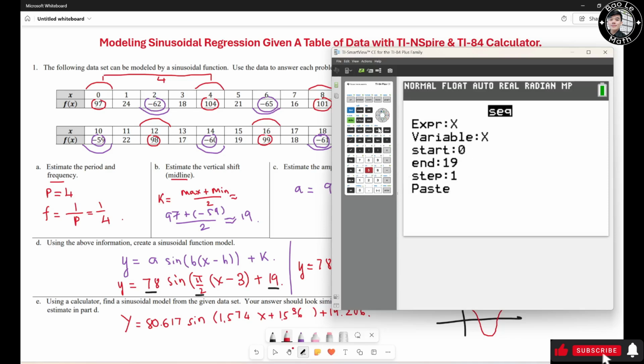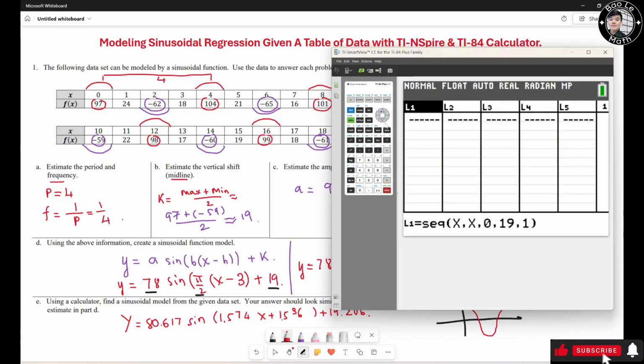Hit number 5, and then this is expression, you put the S value, the variable should be S right here. We're gonna start from 0, the minimum 0, and we're gonna end at 19, and then step right here, which means scale equals 1, and go to paste right here, hit enter, and then you hit enter one more time, and you see that it's 0 all the way to 19. Now for L2, you just input the values right here.